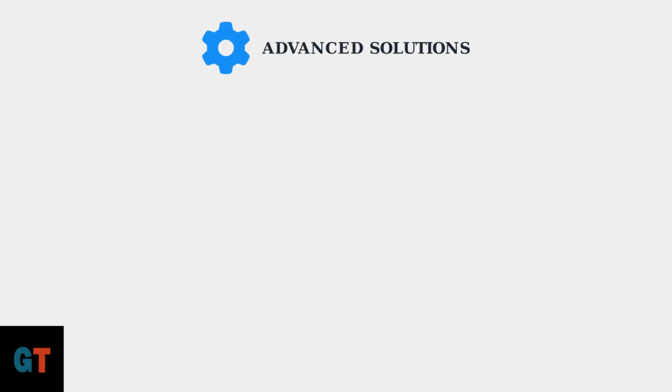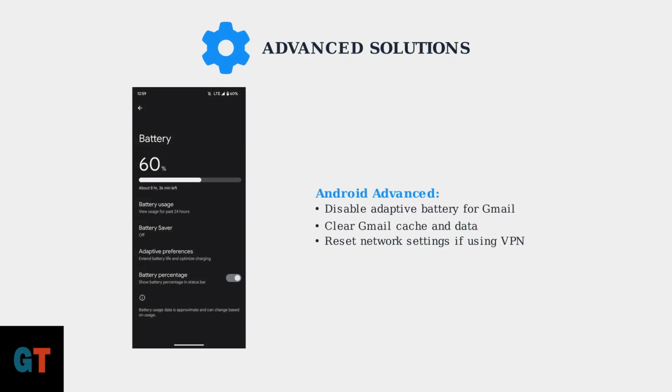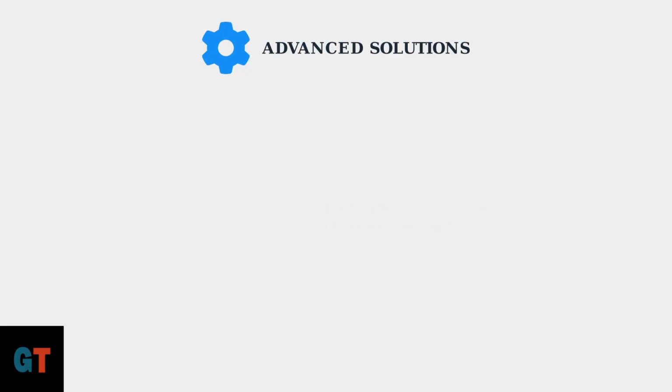If basic troubleshooting doesn't work, try these advanced solutions. These steps address deeper system-level issues that can interfere with Gmail notifications. For Android, disable adaptive battery specifically for Gmail, clear the app's cache and data, and reset network settings if you're using a VPN. These steps resolve conflicts with Android's power management and network optimization features.